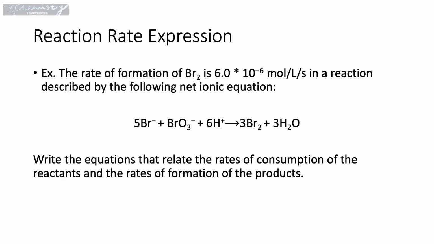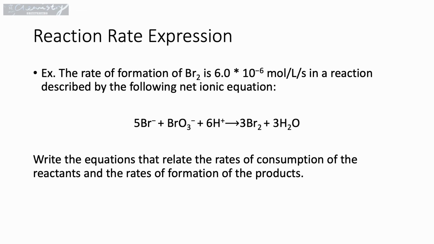The rate of formation for bromine is 6.0 times 10 to the negative 6 moles per second in a reaction described by the following net ionic reaction. Write the equations that relate the rates of consumption of the reactants and the rates of formation for the product.